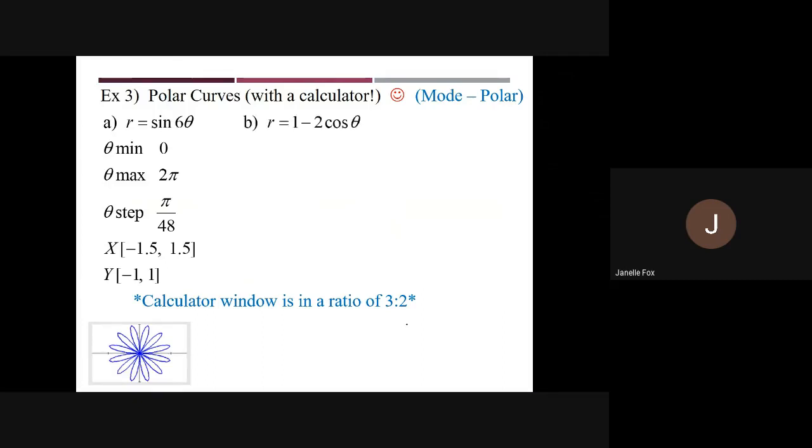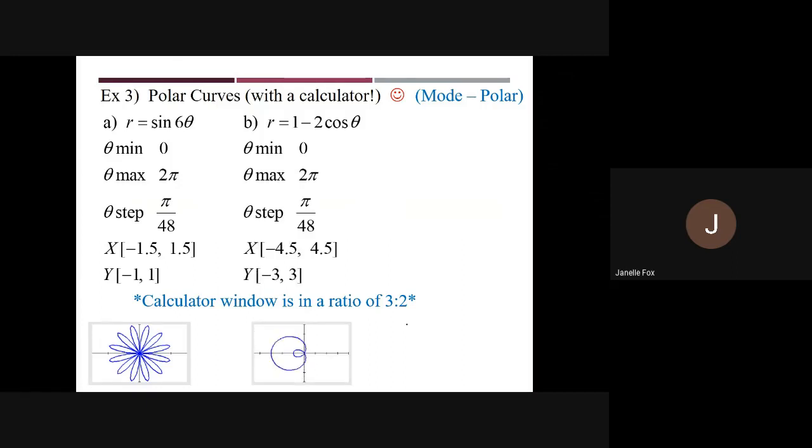So I'm going to rattle through this next guy again. So this guy has, let's see, it's going to have a 0 for the minimum for the theta, then 2 pi, again with the pi/48. Really don't have to change that. But I am going to change my x minimum and x maximum to be -4.5 to 4.5 for the x's, excuse me, and the y's are going to be from -3 to 3.